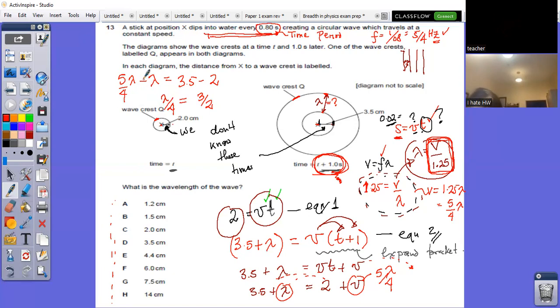So what is your final value for lambda then? If lambda over 4 is equal to 3/2, what must lambda be? 3/2 times 4, correct. Cross multiply: 12/2, which is 6. So the final answer is F. All right. So it's doable.